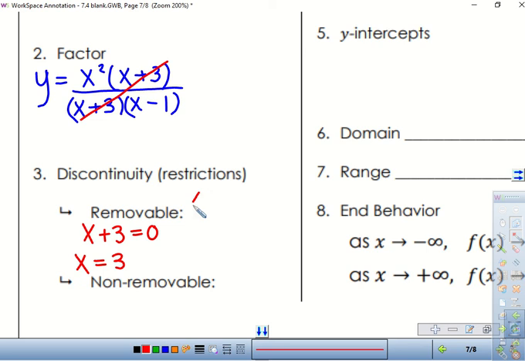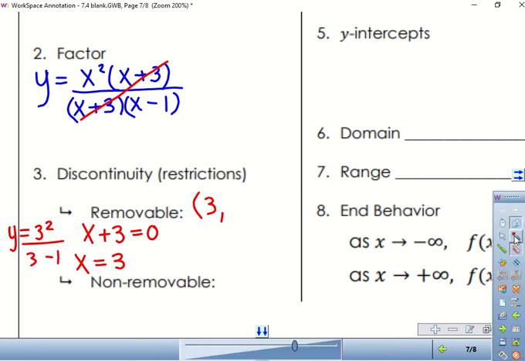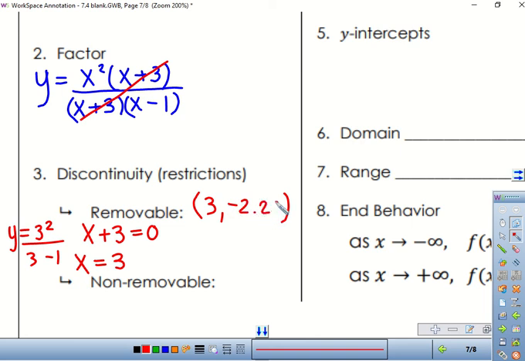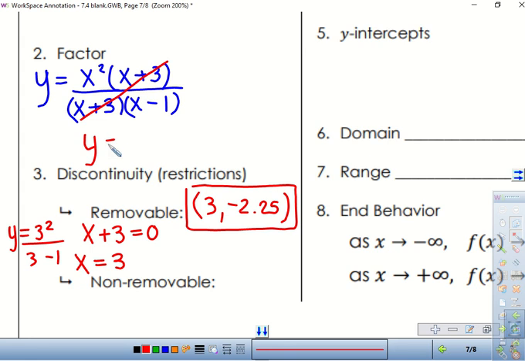And then to find the y coordinate of my removable, I would have to plug it back into the function. Y equals 3 squared over 3 minus 1. I'm just going to tell you what that comes out to be so that we don't have to spend time doing that math. That's going to come out to be negative 2.25 when you plug it back into the simplified function. Because remember, the function is now y equals x squared over x minus 1.